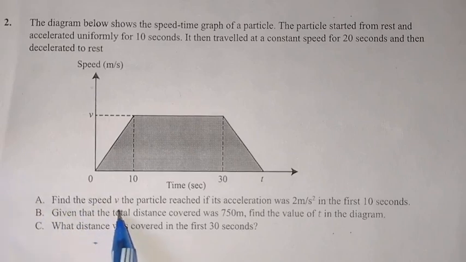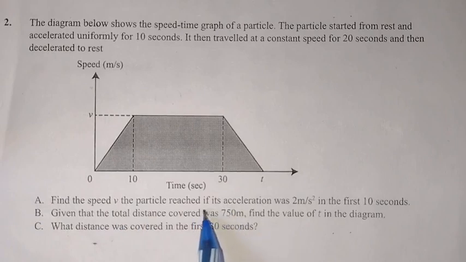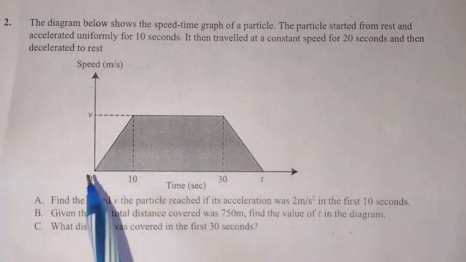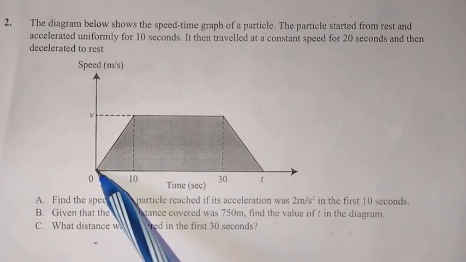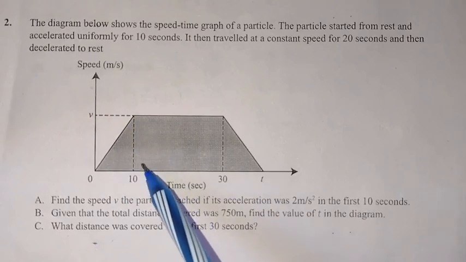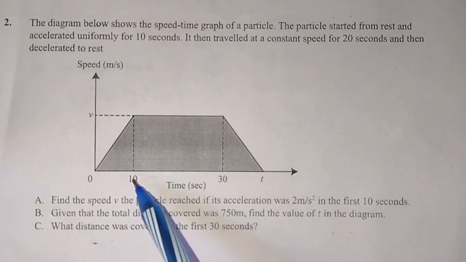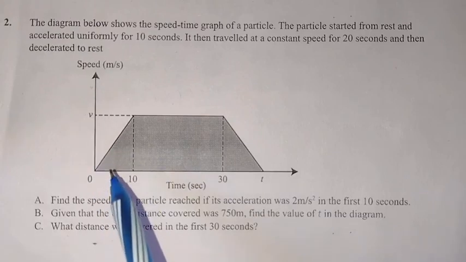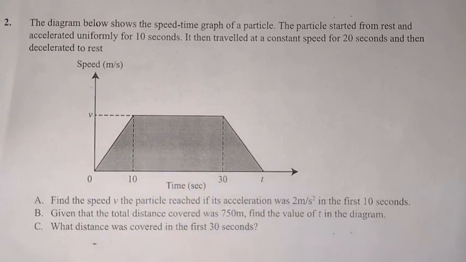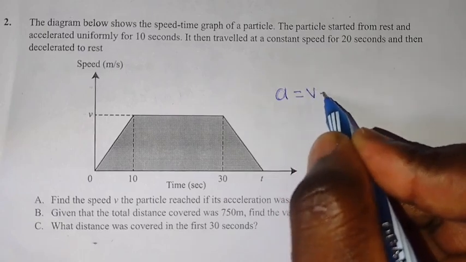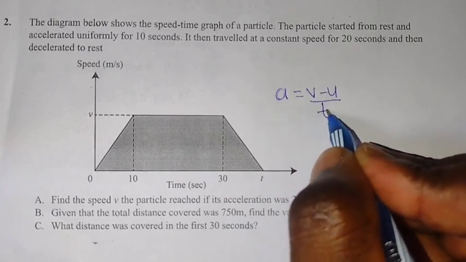Find the speed v the particle reached if its acceleration was 2 meters per second squared in the first 10 seconds. When you look at this graph, you can see that the particle started accelerating from here up to v meters per second in 10 seconds. So here we need to find the value of v. To find v, we are going to use the acceleration formula. We write: acceleration is equal to final velocity minus initial velocity over time.